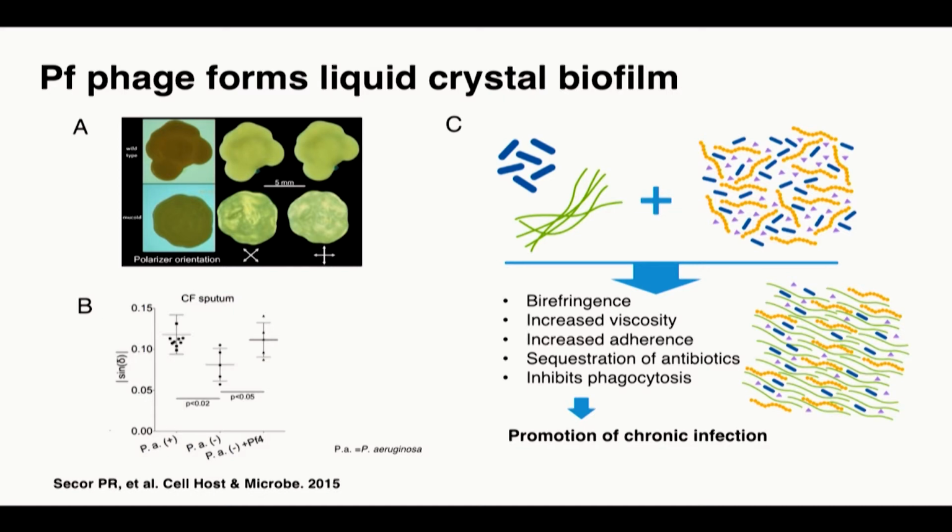So we have Pseudomonas producing this phage. It interacts with the extracellular matrix, or in this case, sputum. And from what we know from work that's been done in the lab, we know that it's more birefringent, it's more viscous, it's more adherent, it sequesters antibiotics, and it inhibits phagocytosis. So all of these things we hypothesized would promote chronic infection or make patients sicker.